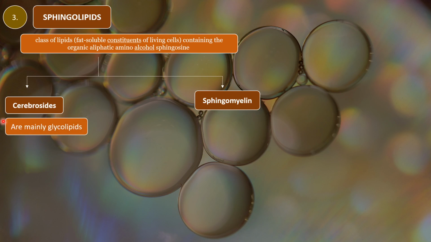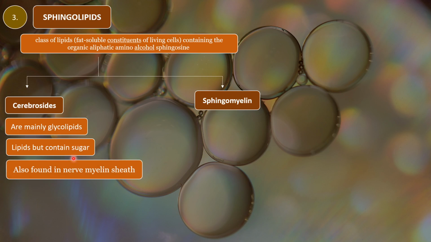Cerebrosides are mainly glycolipids. By glycolipids we mean that these are lipids that contain sugar, that is, lipids that are combined with carbohydrates, right? We know that the term glyco is usually used for carbohydrates, sugars, and therefore these are lipids that are combined with carbohydrate. These are also found in the nerve myelin sheath.